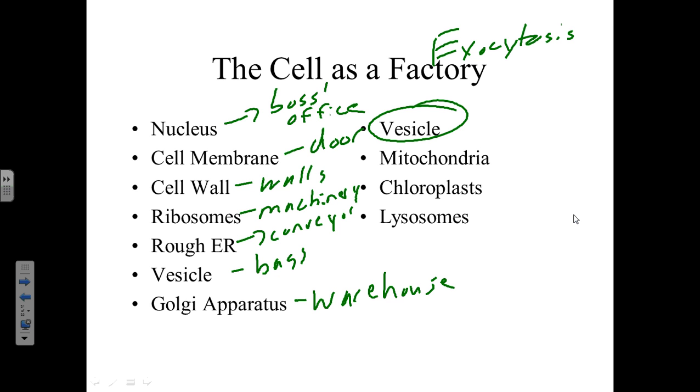All right, and then the other couple things that we mentioned, the mitochondria, we said you might think of it like the generator for the factory. Because your mitochondria creates what? ATP, using energy from food. So you might think of this like the generator.